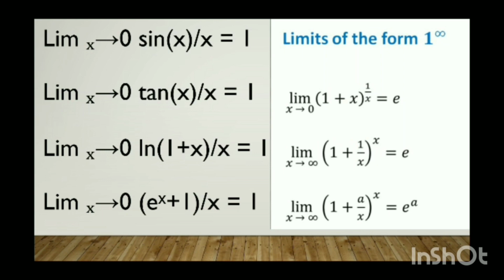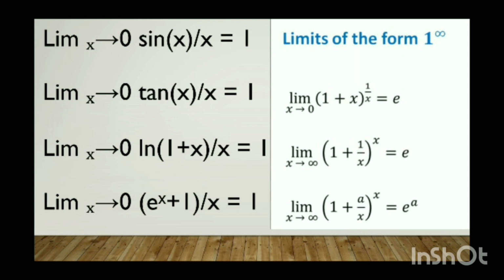Next, we have the limit as x tends to infinity of 1 plus 1 on x, raised to the power x. As x tends to infinity, 1 on x tends to 0. If you take 1 divided by a very big number, you get a value very close to 0. So at the end, we have 1 raised to the power of infinity, which is still e.